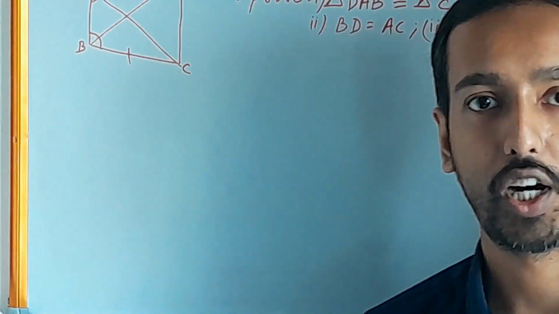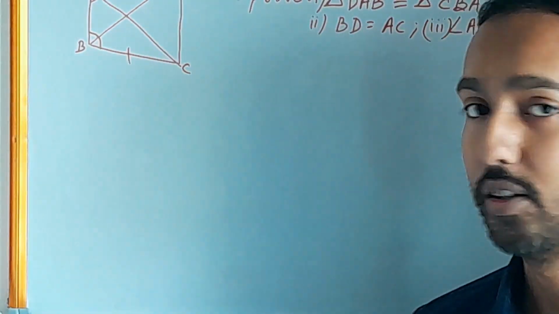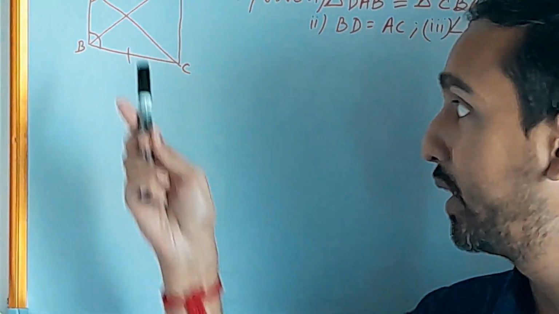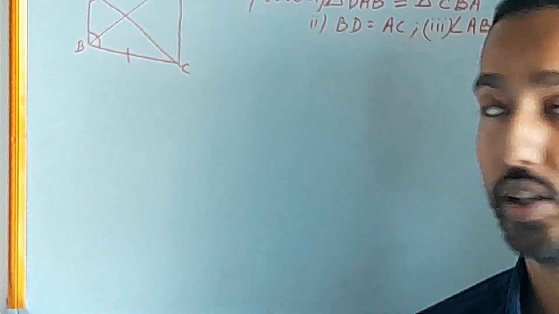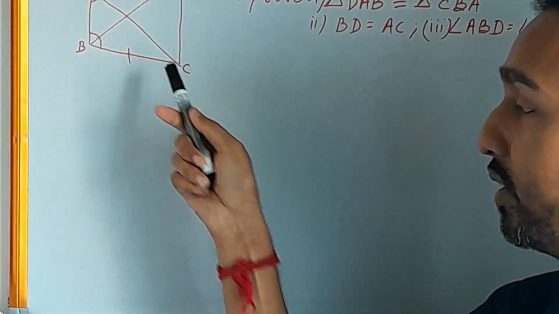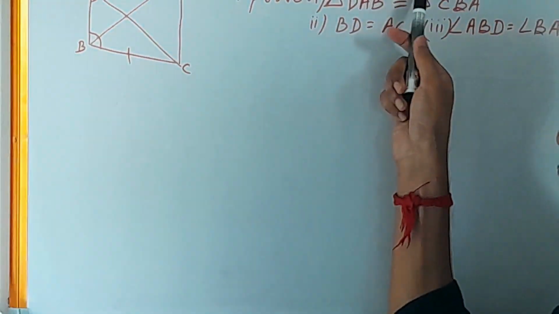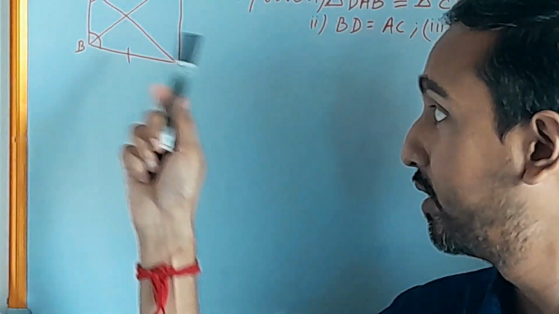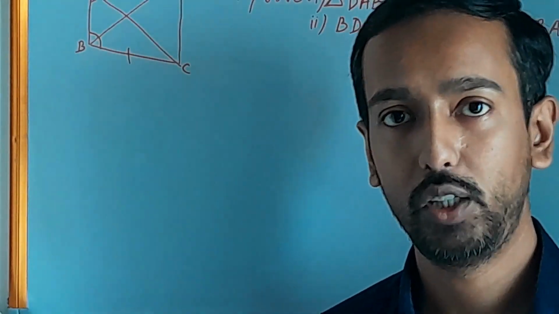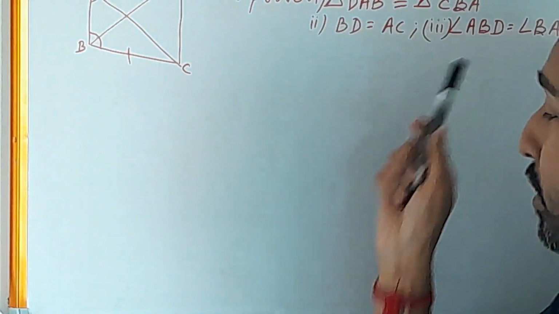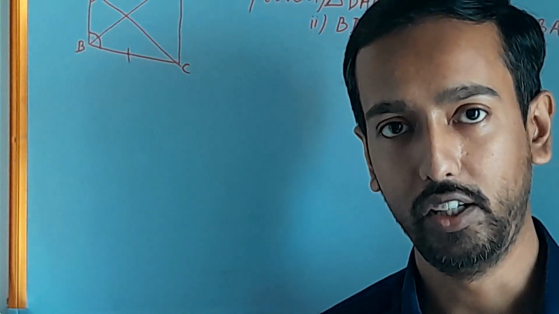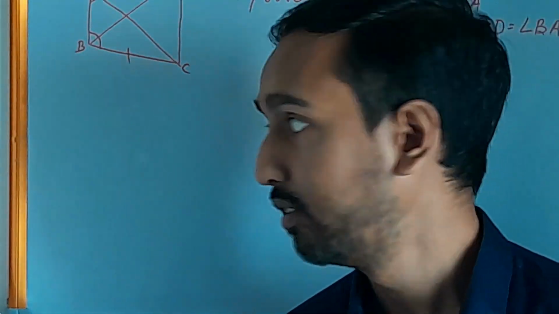So here we will start with one new question. In the diagram we have been given a quadrilateral ABCD. Let's see what is given in the question. AD is equal to BC, and angle DAB is equal to angle CBA. Now let's see what we have to prove. We have to prove first that triangle DAB is congruent to triangle CBA. Let's see how it can be done.